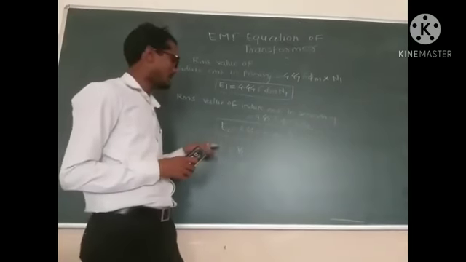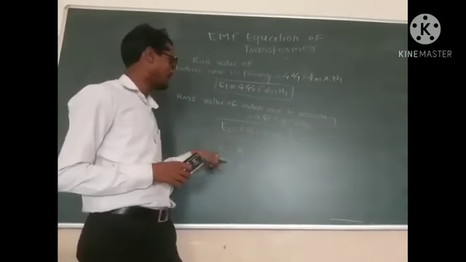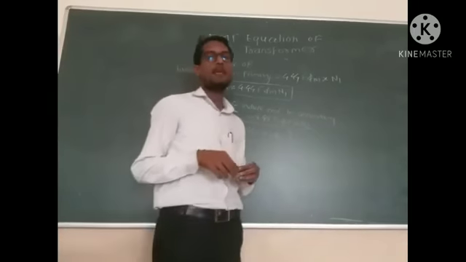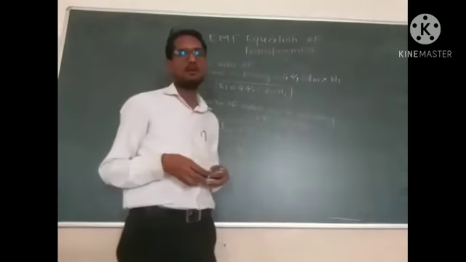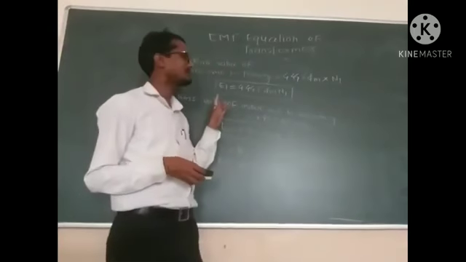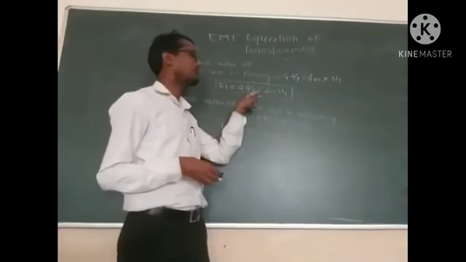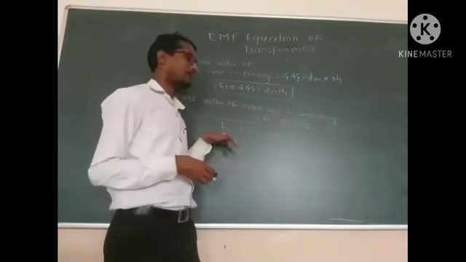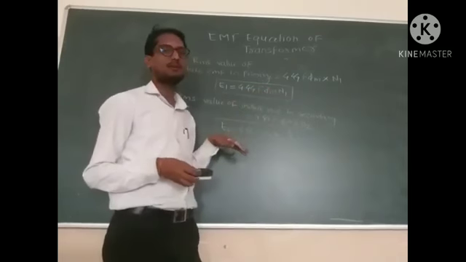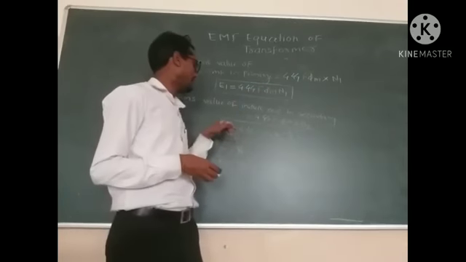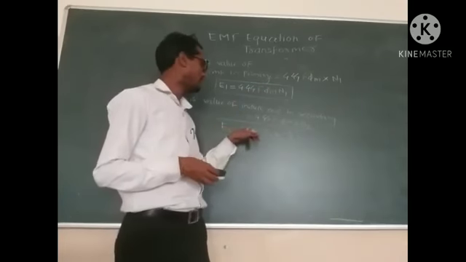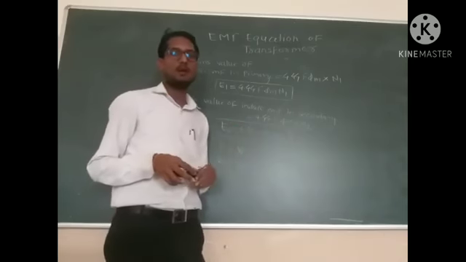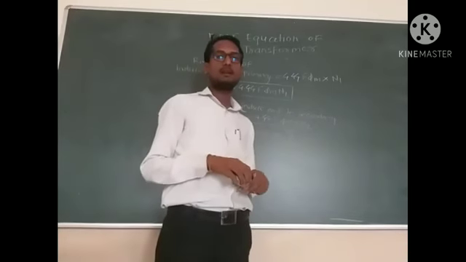Okay, in case of an ideal transformer, E1 equals V1 and E2 equals V2, but in a practical transformer, the RMS value of induced EMF in the primary side is E1 equals 4.44 fφm N1, and the RMS value of induced EMF in the secondary winding is E2 equals 4.44 fφm N2. Okay, I hope you can understand this derivation.